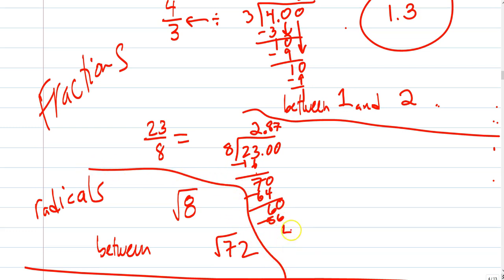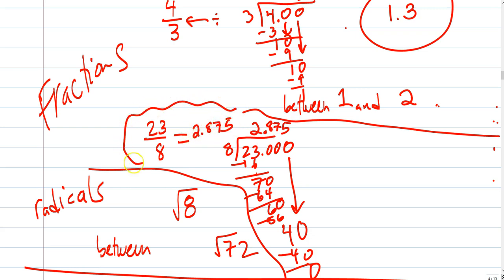60 minus 56 is 4. Put another 0. 8 goes into 40, finally evenly. 5 times 8 is 40. So notice 23/8 is not between 8 and 23. 8 goes into 23 2 times with some remainder. We finally had nothing left, so it is 2.875. You need to know how to turn fractions into decimals. All of those are our rational numbers: any decimals that terminate, any fractions, any decimals that repeat.